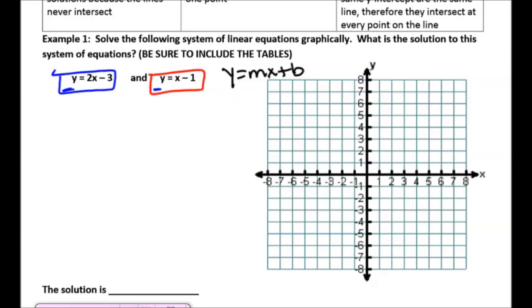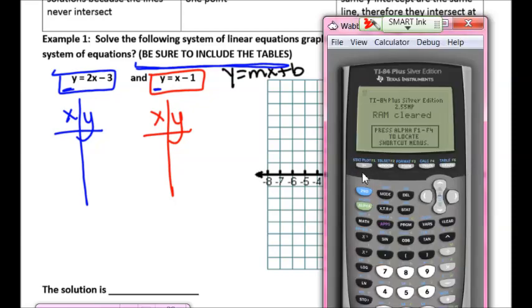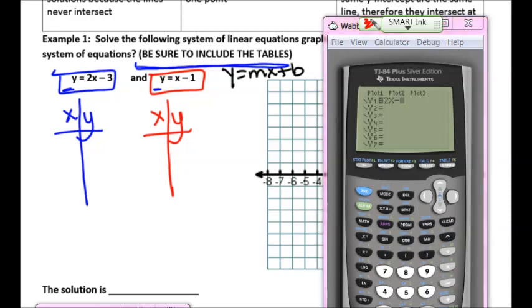All right, so we want to make sure that we include tables for this. So I'm going to put my table here, and if you notice, I'm color coding this just so you guys know what line I'm talking about. Now, we're going to put these in together, all right? So we're going to go to y equals. We're going to put the first one in, 2x minus 3. And then I'm going to take this button right here and I'm going to go down, all right? And then I'm going to put the next one in, x minus 1.